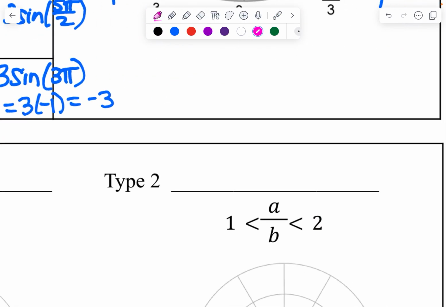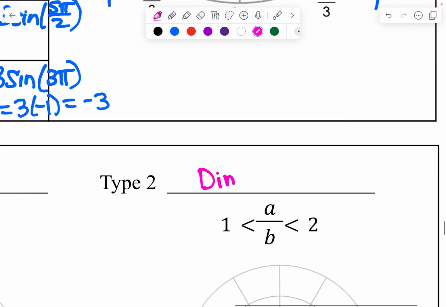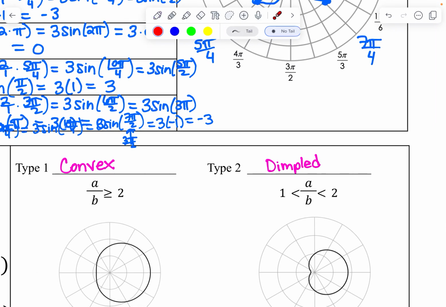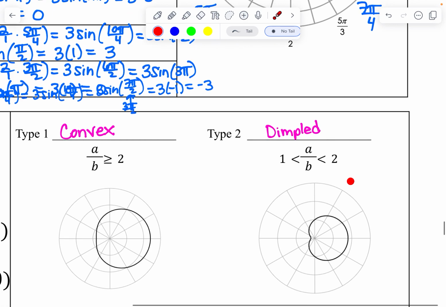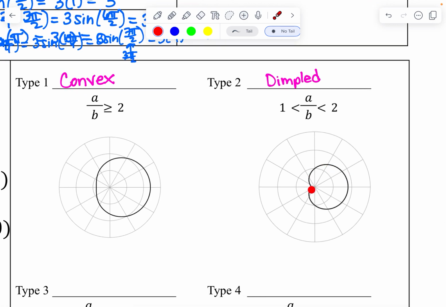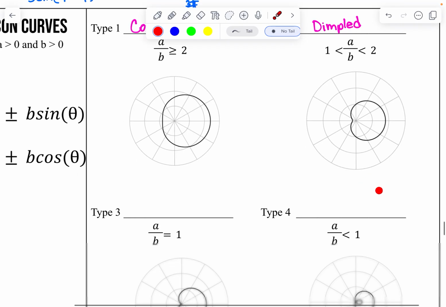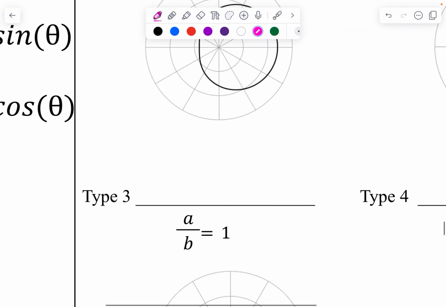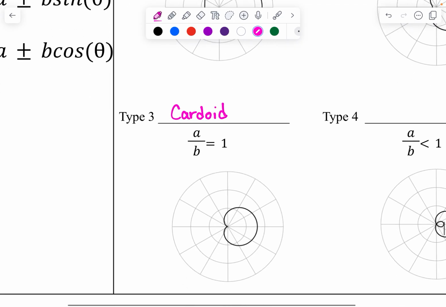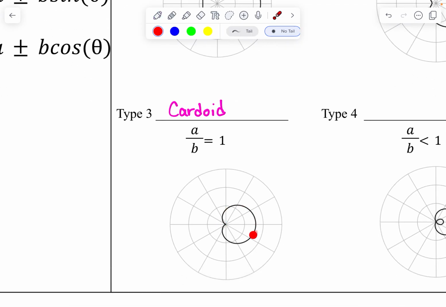The next type we can get is called dimpled. And this is going to occur if the a divided by b is between 1 and 2. And it's got this little dimple in the side of it. The third case is called a cardioid. That little dip in the side is even deeper and it looks like a heart shape. And this occurs in the very specific case where the a divided by b equals 1. So if it equals exactly 1, it's called a cardioid. It looks like a heart shape.